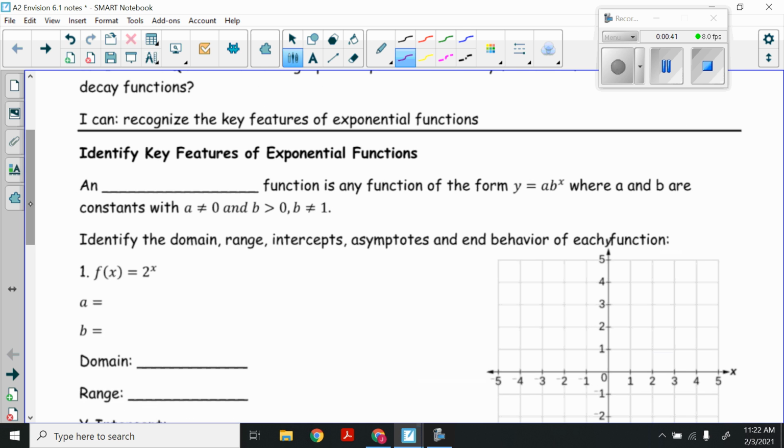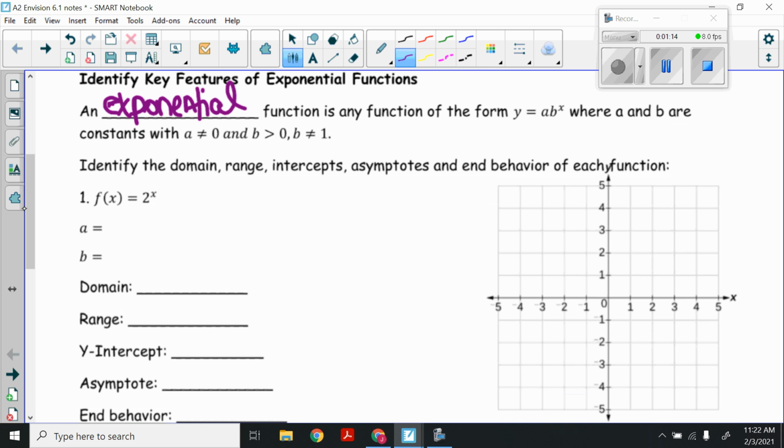So we're going to start out here, an exponential function is any function of the form y equals a times b to the x power, where a and b are constants as long as a is not equal to 0, b is greater than 0, but b cannot equal 1. So we're going to look at this first one. We're going to identify the domain, the range, the intercepts, the asymptotes, and the end behavior of each function, and then we're going to graph it.